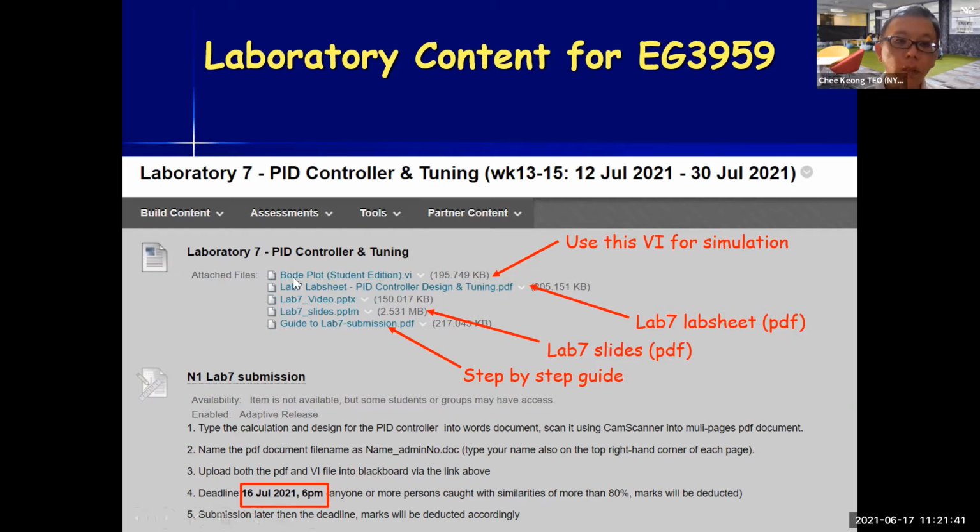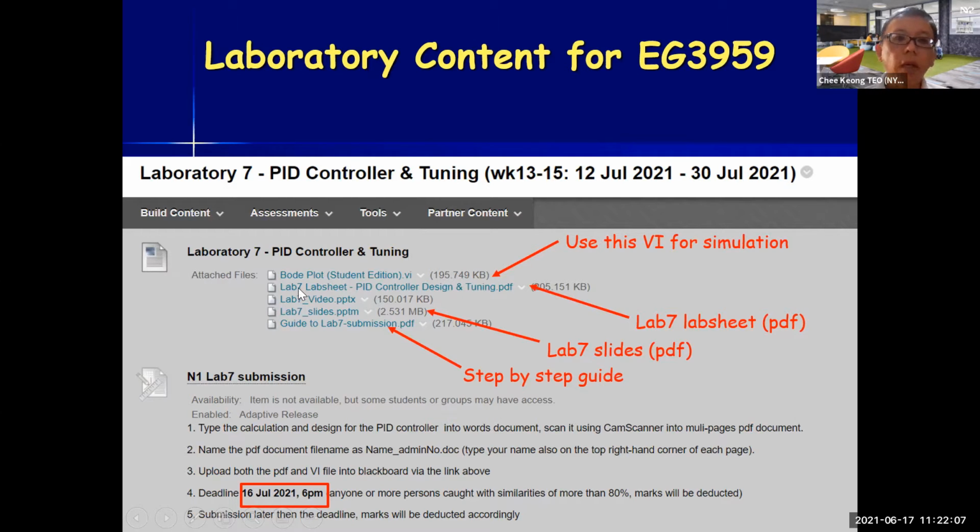Of course, the first one on the list is the book plot student edition.vi. Yeah? So this is the VI that you can download to run your simulation. This time around, you don't have to do any connection. You just need to use the VI wholesale and then enter your transfer function and run. Right, so you'll basically be downloading this and use it to just run for the simulation result.